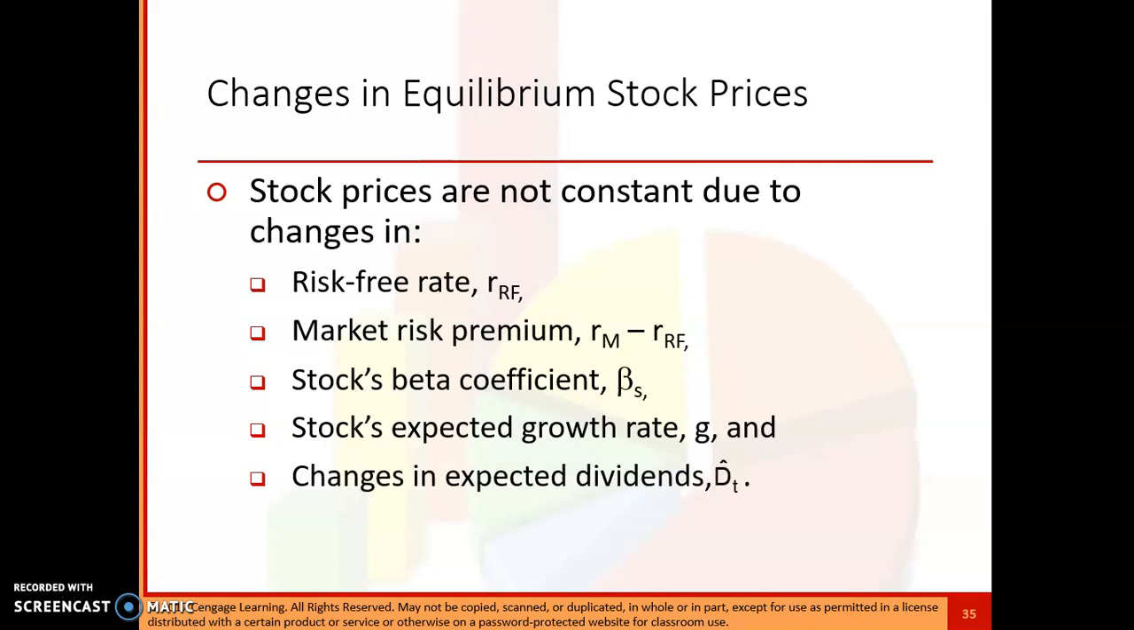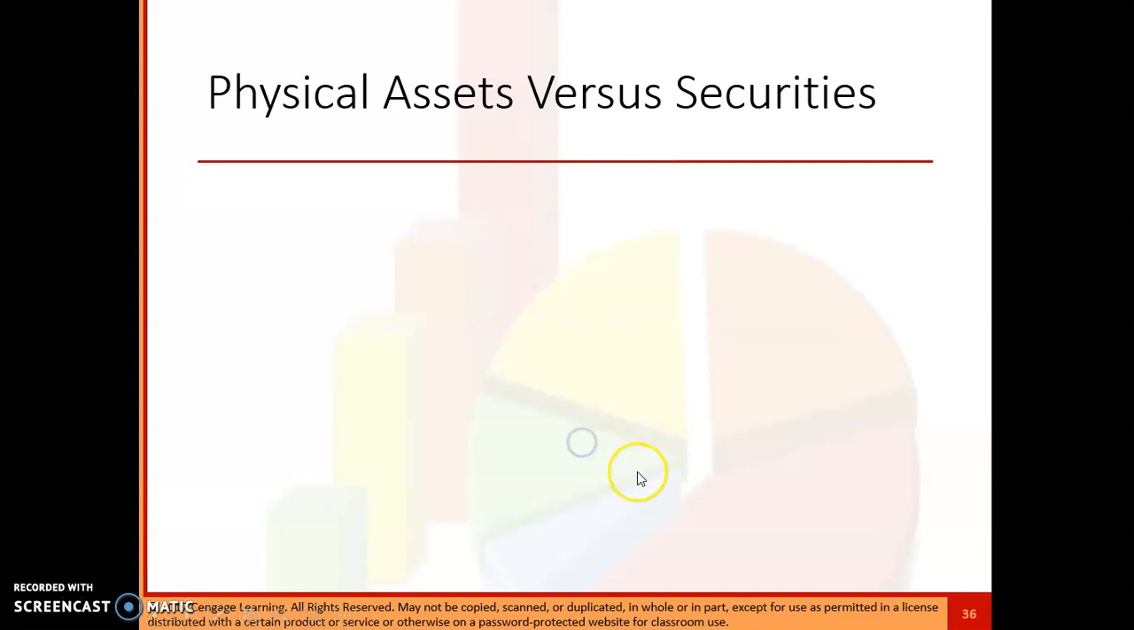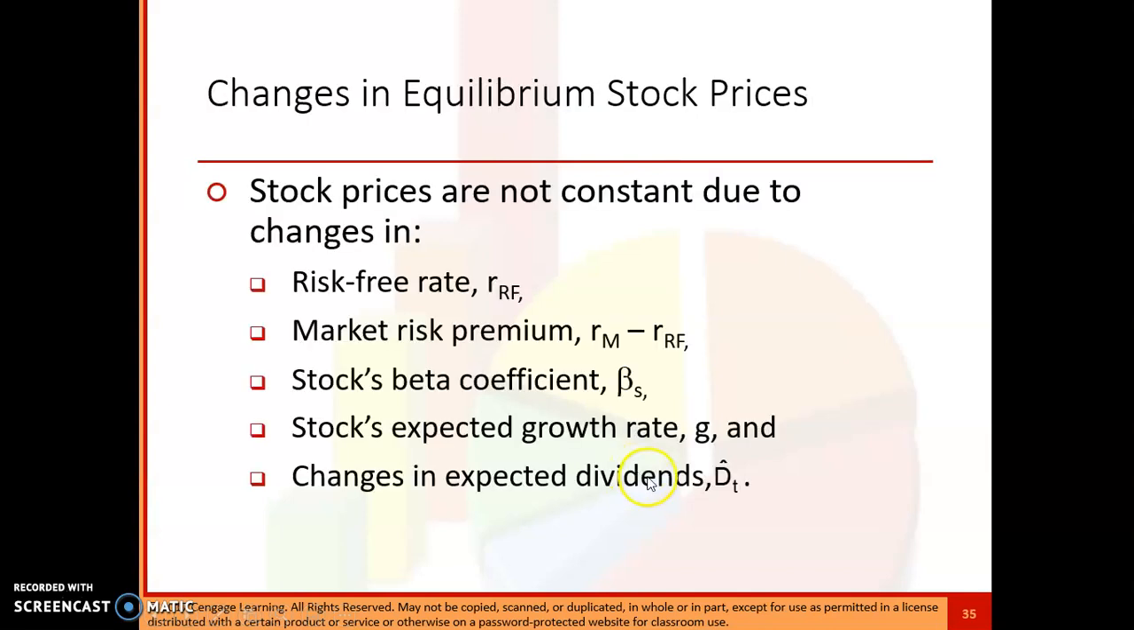Changes in expected dividends. We saw how these returns, growth rates, and changes in dividends affected stock prices in the last chapter. Then underlying the risk-free rate is also inflation.